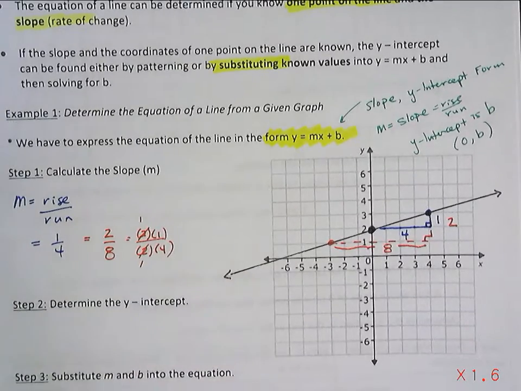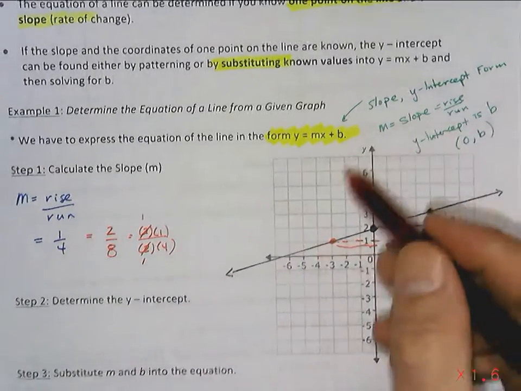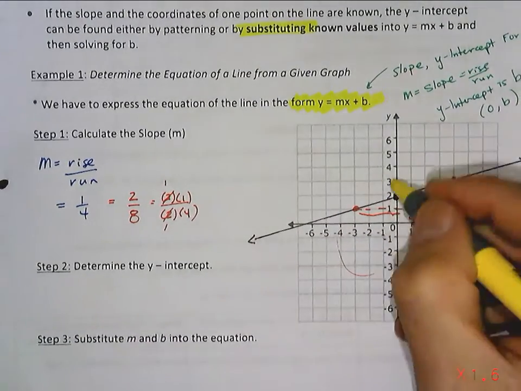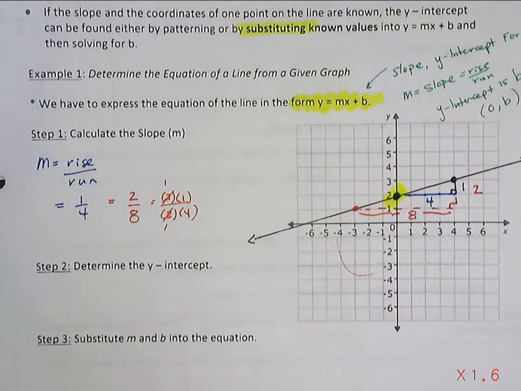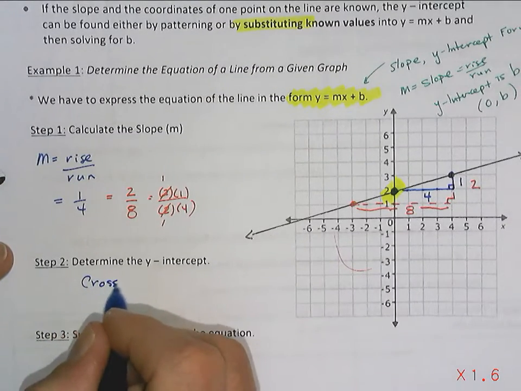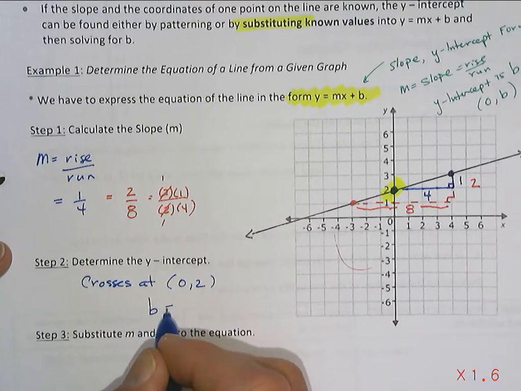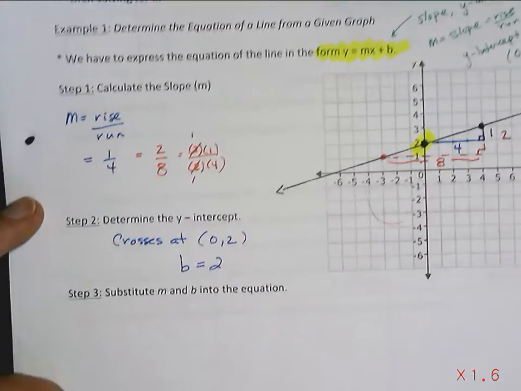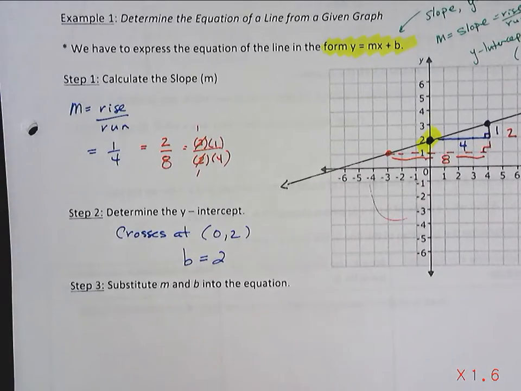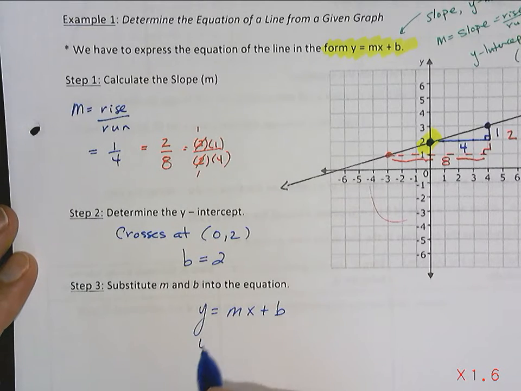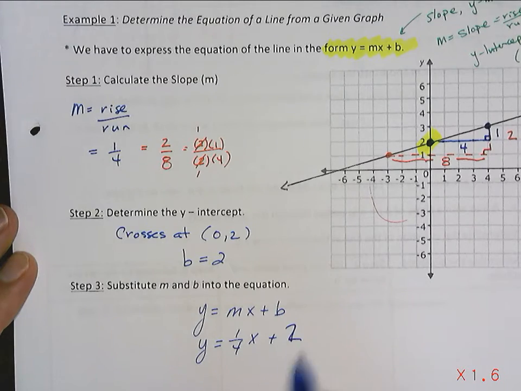Okay? Now, determine the y-intercept. Well, if we look at this graph, we can find the y-intercept just by looking at it. It's right here. It's where it crosses the y-axis. It crosses the y-axis at (0, 2), which means the y-intercept is 2. So we know the slope, we know the y-intercept, so using y equals mx plus b, we get y equals 1 over 4 x plus 2.